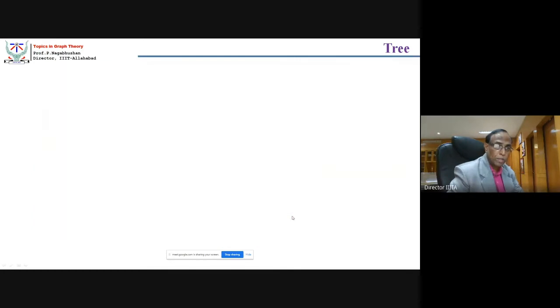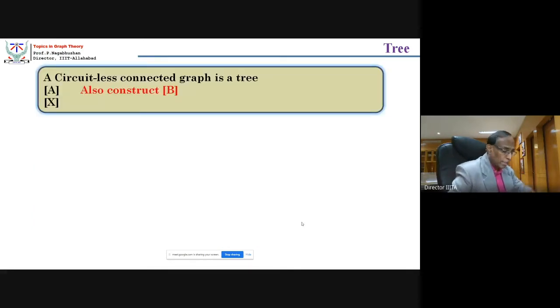Now, another definition: a circuitless connected graph is a tree. So what are the things that you require? Either an A matrix or an X matrix, and also construct a B matrix, because the B matrix gives the circuit matrix of a graph. All circuits are present in the B matrix. B stands for circuit matrix, you recall that, and it was your assignment also previous time.